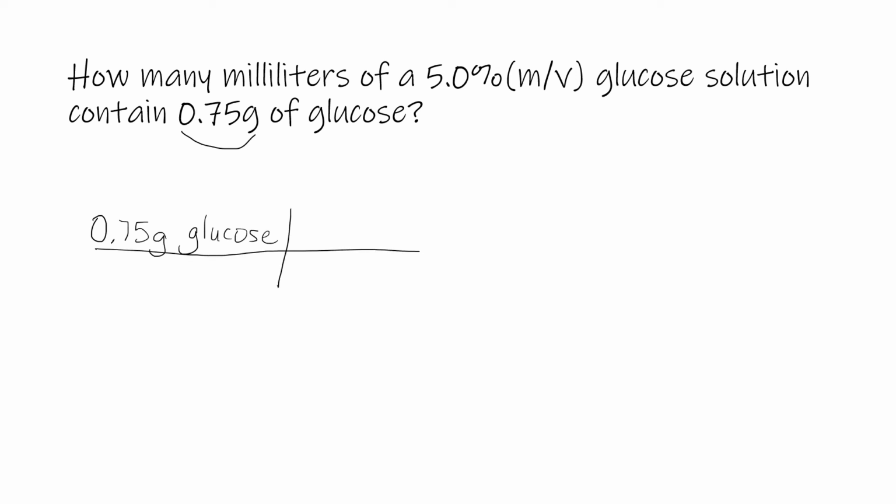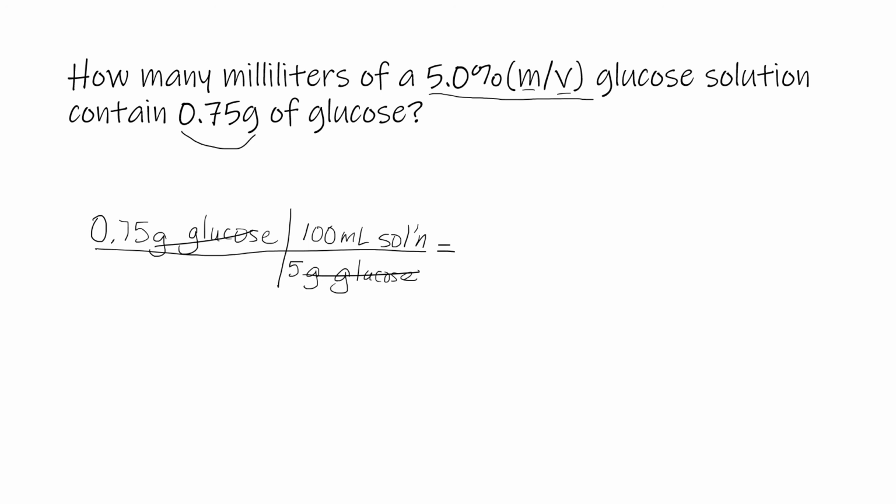Set this up. Okay, so we have grams of glucose, so we need the grams on the bottom to cancel out. So if we look at our 5%, that is 5 grams over 100 milliliters of solution. So our 5 grams of glucose goes on the bottom. 100 milliliters of solution goes on top. Our question is asking for how many milliliters of our solution. We have that as our units left, so we can solve this.